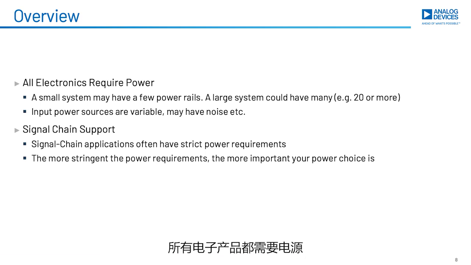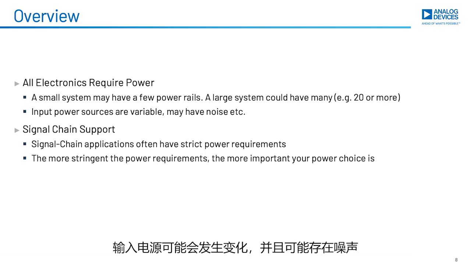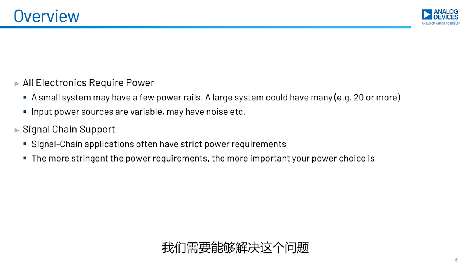So all electronics require power. A small system may have just a few power rails, but a large system could have many. The input power sources are variable and they may have noise, and so we need to be able to address that. Signal chain is another example. Signal chain applications have strict power requirements.